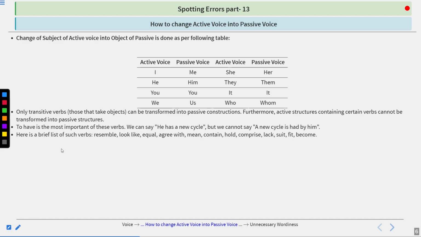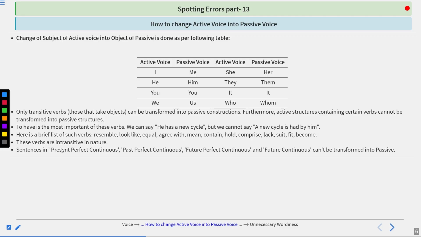Here is a brief list of such verbs: resemble, look like, equal, agree with, mean, contain, whole, comprise, lack, suit, fit, become. All these verbs are intransitive in nature. So you have to remember these verbs because these verbs can't be used to form a passive voice. Sentences in present perfect continuous, past perfect continuous, future perfect continuous, and future continuous can't be transformed into passive. So we can't use these tenses to make passive voice.